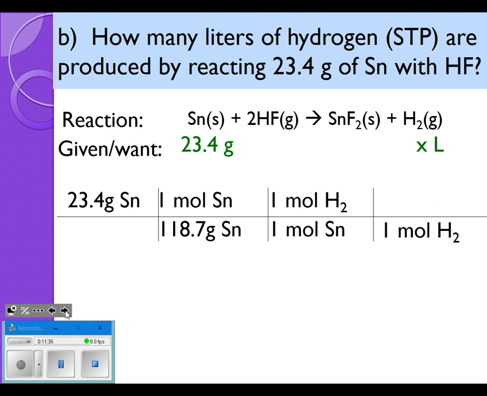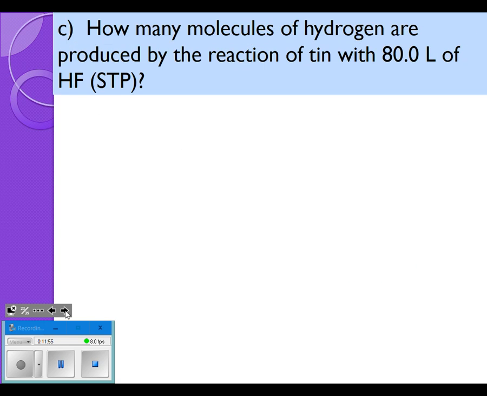I know for every 1 mole, there's 22.4 liters. Then I'm canceling out grams of Sn, top and bottom, moles of Sn, top and bottom, and moles of H2, top and bottom. I'm ending up with liters of H2, multiply across the top, divide across the bottom. All right? Because it's the same process over and over and over again.